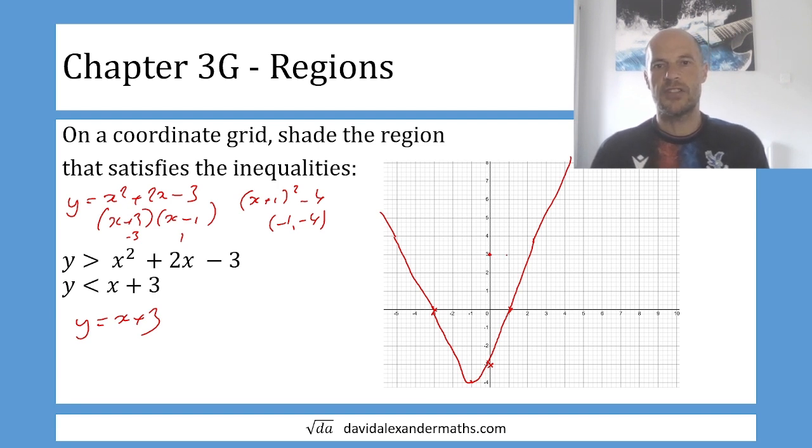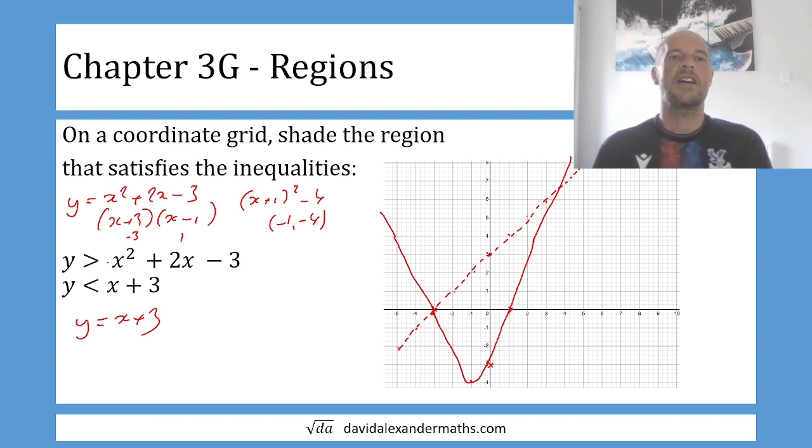So gradient of 1, so across 1, up 1, across 1, up 1, across 1, up 1, like so. Okay, and it's strictly less than, so that should be a dotted line. In fact, the other one should have been a dashed line as well, but never mind.